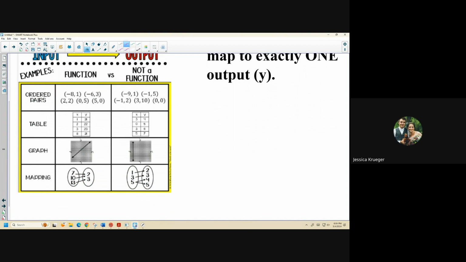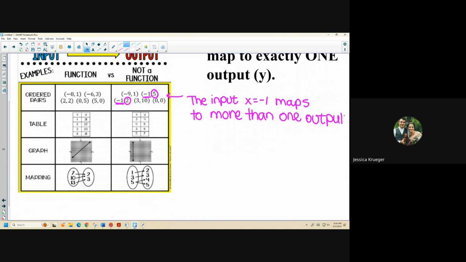Just to go over what is not a function, if I look at this set of ordered pairs here, -1 has two different outputs, 5 and 2. So if I were going to explain why this is not a function, I would say the input x equals -1 maps to more than one output. Okay, so not a function.